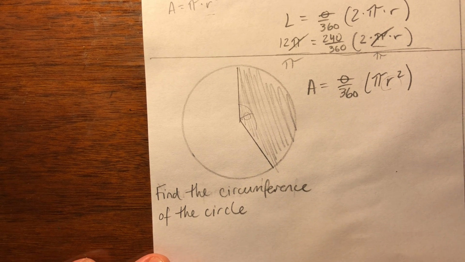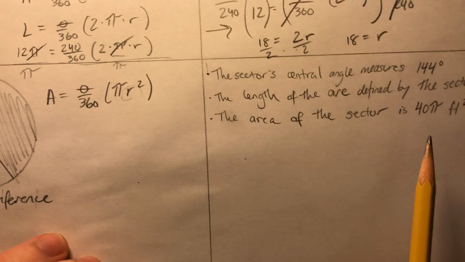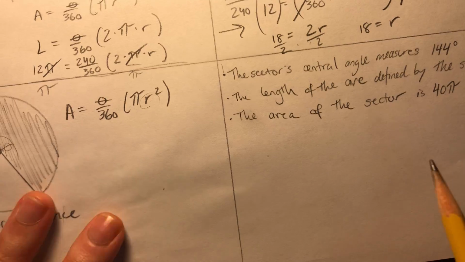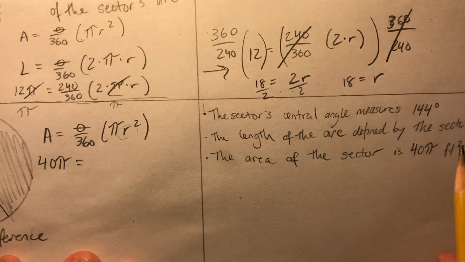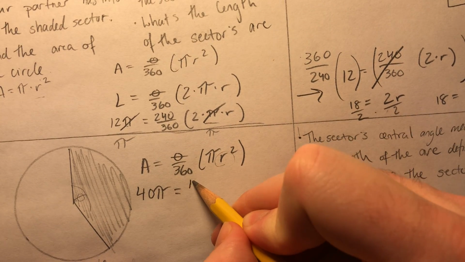Don't be rude. And I'm going to find out from the problem that I've got 40 pi is my area, and it's in feet squared. So again, we're in feet, and 144 is my central angle.